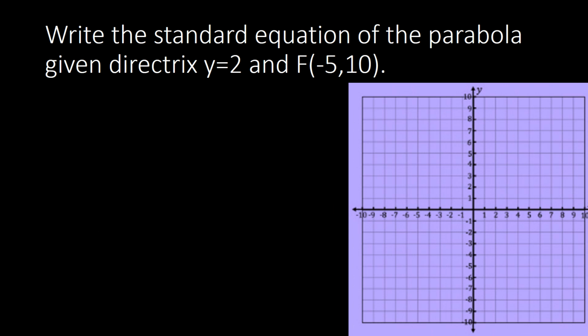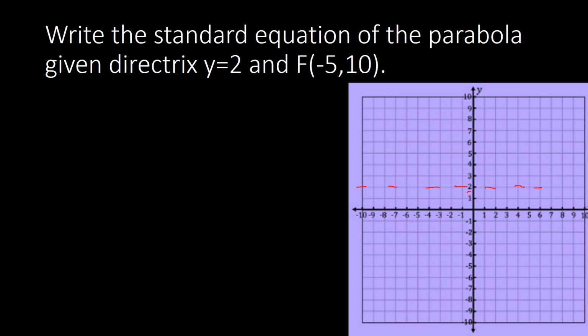Let us now write the standard equation of the parabola with the given directrix at y equal to 2 and our focus at negative 5, 10. So we will be plotting those parts here. We have y equal to 2. Looking at the y-axis here, we are going to locate the 2. So 2 is here, and we will be drawing a broken line passing through y equal to 2 as our directrix.